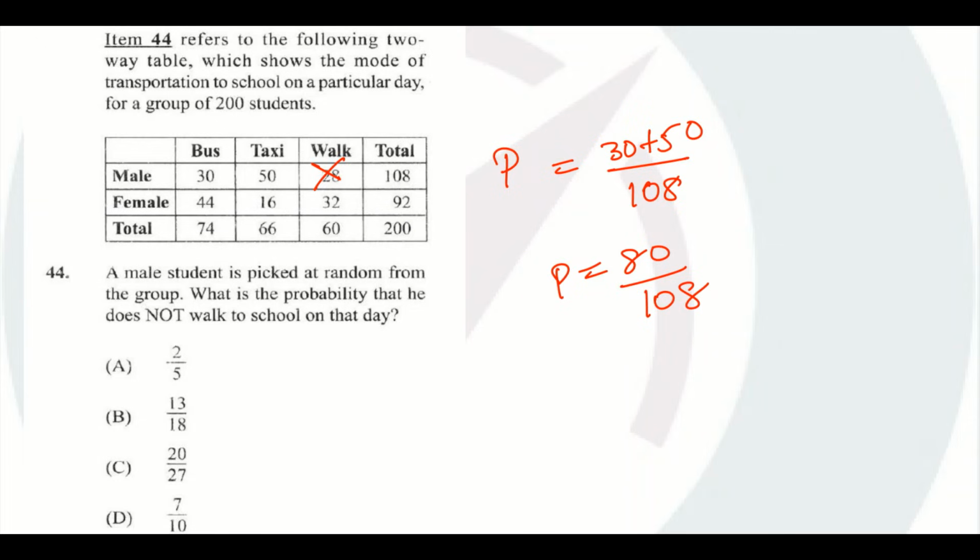We can simplify our fraction using 4. So 4 into 80 goes 20 times, and 4 into 108 goes 27 times. So we get probability is 20 over 27, which matches C.